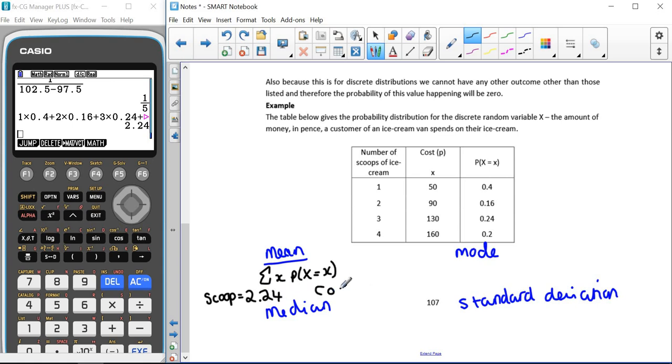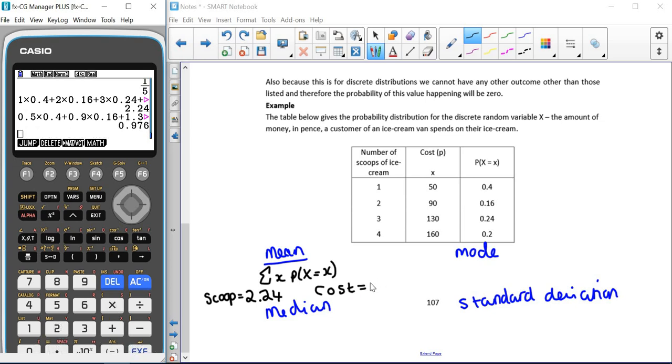If we were looking at the mean cost, then that would be 50 pence times 0.4 plus 90 pence times 0.16 plus £1.30 times 0.24 plus £1.60 times 0.2.